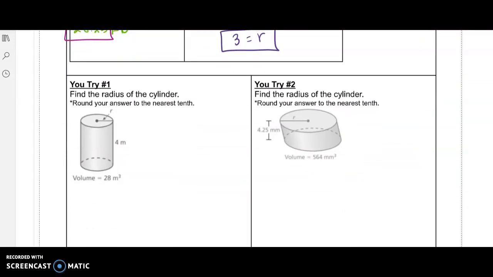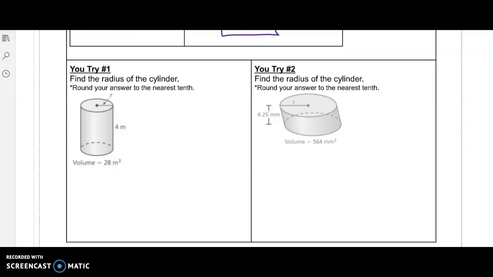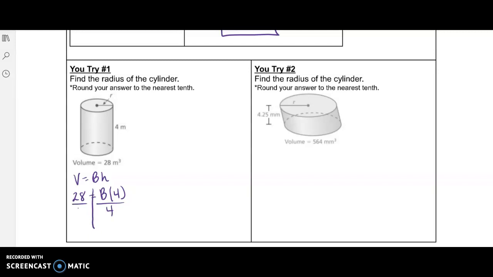So now go ahead and pause the video and do the 2 try-its on your own, and then you'll check your answer with mine. All right, so first try it. Again, we're solving for that radius. Our height is 4 and our volume is 28. So we have volume equals the area of the base times height. So 28 equals the area of our base, which we don't know yet, times our height, which is 4. So we are going to divide by 4 on both sides. 28 divided by 4 is 7, equals the area of our base.